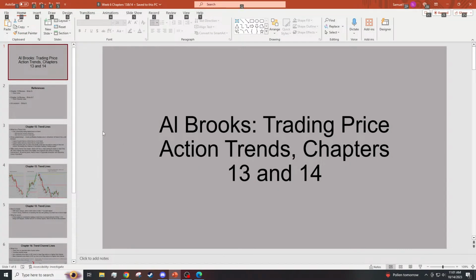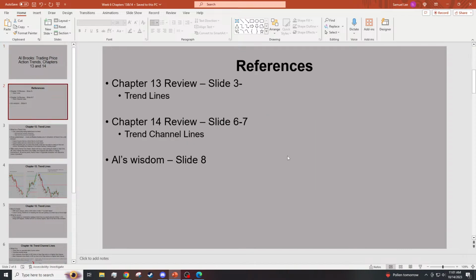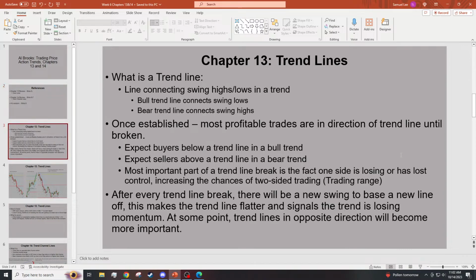Okay, so this live will be talking about chapters 13 and 14, which are trend line and trend channel lines. We kind of touched on it briefly last week with the pattern recognition or differences in pattern chapter, but we'll get into a little bit more specifics.